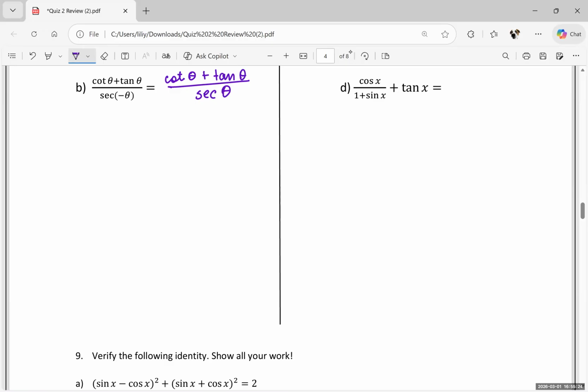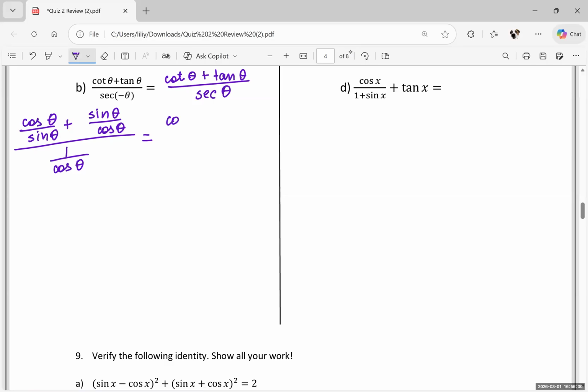On the top, cotangent is cosine over sine, plus tangent is sine over cosine, divided by, on the bottom, secant is 1 over cosine. Okay. On the top in the numerator, put the two fractions together. So again, they need the least common denominator, just like part A. They need the least common denominator of sine theta times cosine theta. So the first one, you're going to multiply by cosine theta over cosine theta.